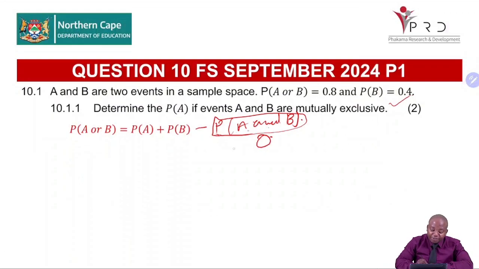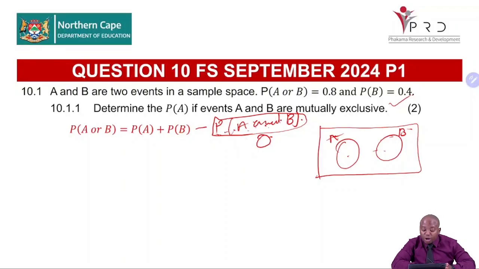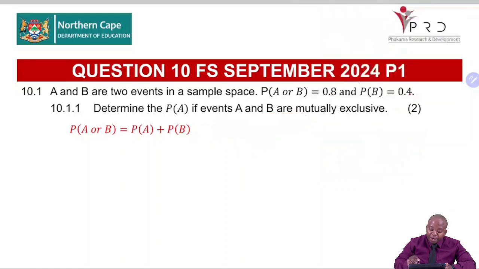So for mutually exclusive events, A and B cannot occur at the same time. Remember, when you look at mutually exclusive events, we are looking at the situation whereby the two events do not have any intersection. So that's why the probability of A and B is equal to 0. So that's why we have a formula where, from our addition rule, we don't include A and B.